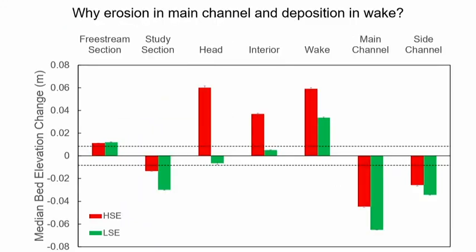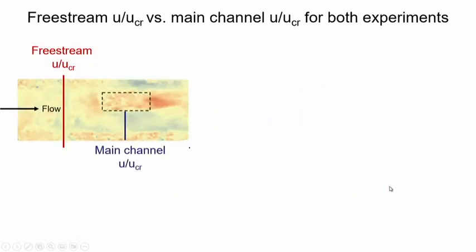So to go back to our question, which I diverged from to talk about these methods: why was there erosion in the main channel and deposition in the wake? Let's start with the main channel. We're just going to look at both experiments combined in terms of U over U crit, because in the main channel we saw erosion in both of them. To look at that, we're going to compare the free stream U over U crit versus U over U crit measured in the main channel. Again, if U over U crit is different between them, it's going to tell us the direction of deposition and erosion.